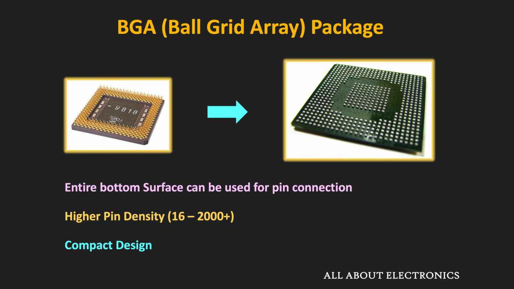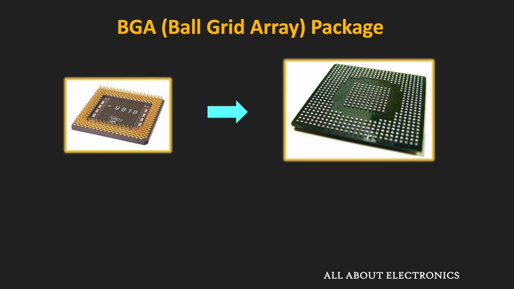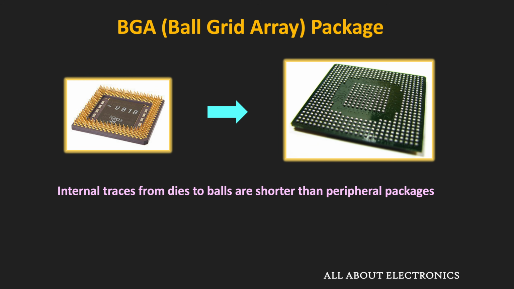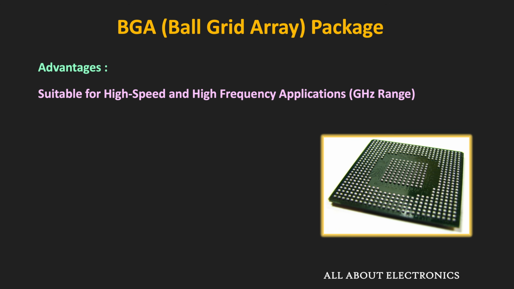So in this package, the internal traces from the die to the solder balls are shorter than in other peripheral packages, and therefore it has lower contact inductance and resistance. So that is why this package is suitable for very high frequency and high speed applications. Moreover, here as the entire bottom surface is contributing in the heat transfer, this package provides better heat dissipation.